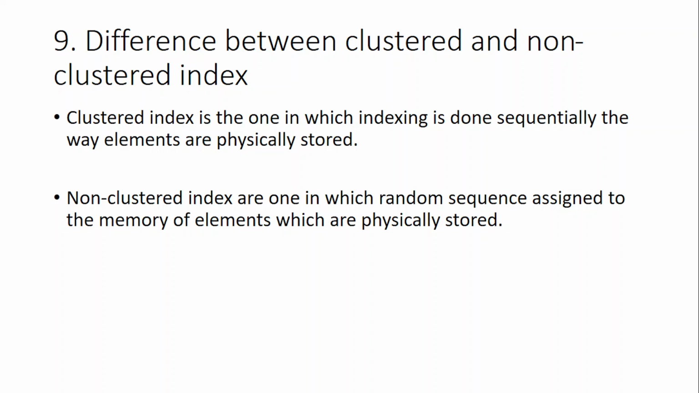What happens in a clustered index is that the elements are stored sequentially in physical order, like 1, 2, 3, 4, 5, 6. While in a non-clustered index, elements are stored randomly, and a separate index is given to each element.